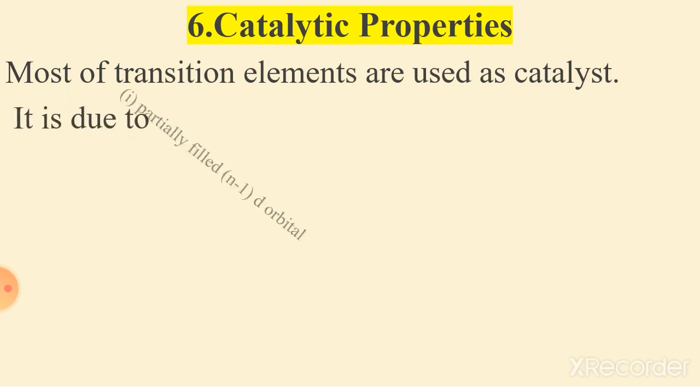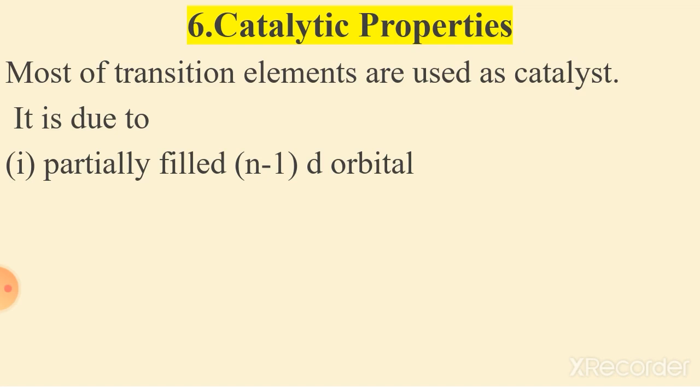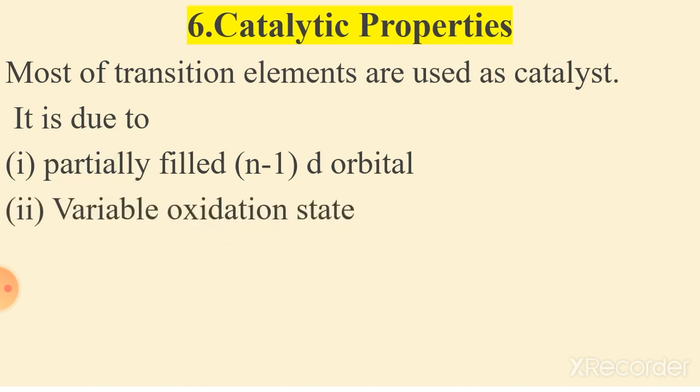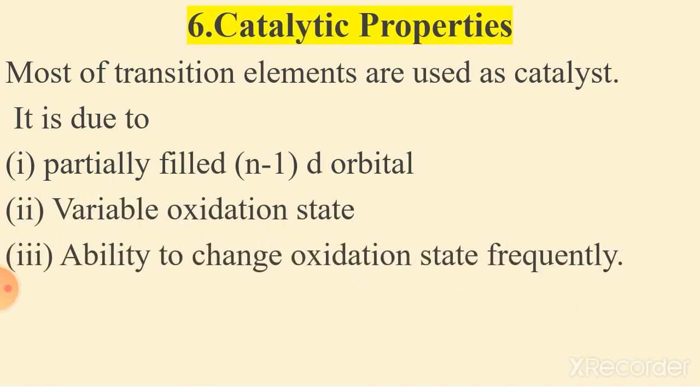This is due to, first, partially filled (n-1)d orbitals, second, variable oxidation state, and third, ability to change oxidation state frequently. So this is your answer when a question asks why the transition metals and their compounds show catalytic property. Your answer should be like this: due to partially filled (n-1)d orbitals, variable oxidation state, and ability to change oxidation state frequently.